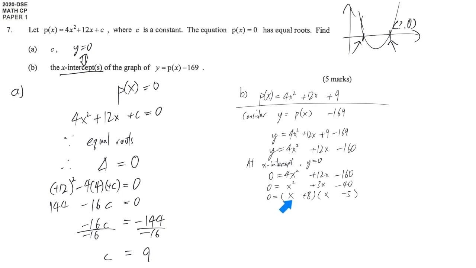Finally, by the zero product rule, something times something equal to 0 means at least one of the factors is equal to 0. If not the first one, then the next one equal to 0. x is equal to negative 8, or x may equal to 5. They say the x-intercept is not a coordinate, but just a single value. So one of the x-intercepts is negative 8, and the second one is 5.